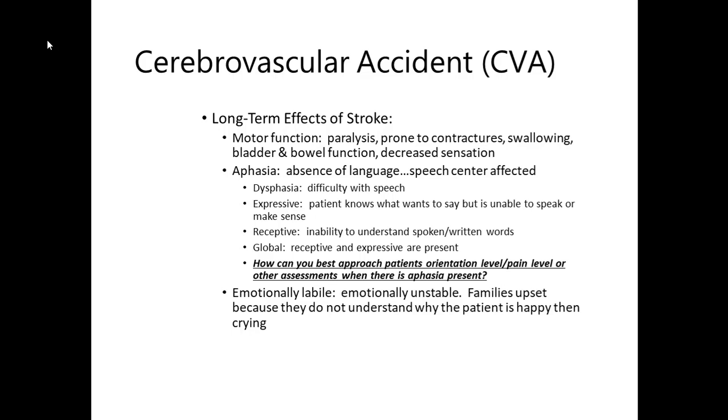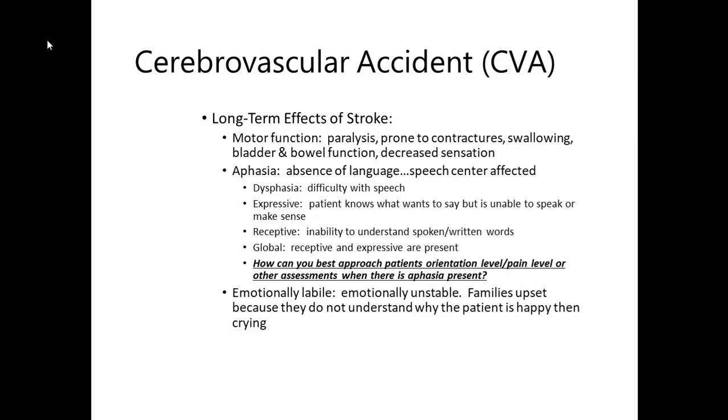Aphasia is a big issue with strokes when the speech center gets affected. So aphasia is difficulty with speech. Expressive aphasia, the patient knows what they want to say, but they can't talk or they can't get the right words out. They can't make sense. Receptive aphasia, they're unable to understand spoken or written words. And global is when they have expressive and receptive together.